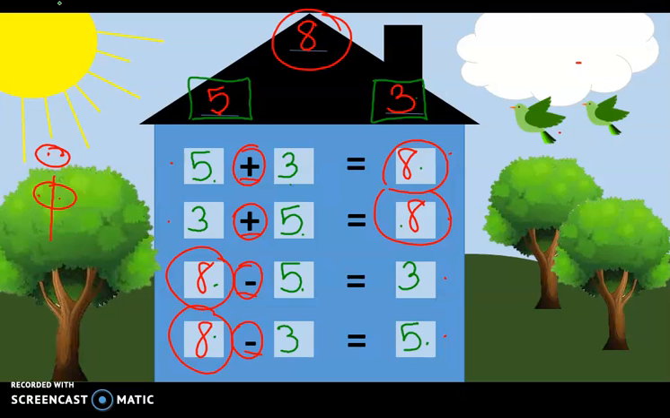Now, let's check our work and see if we're correct. Are we ready? Is 1, 2, 3, 4, 5 plus 1, 2, 3, that's 1, 2, 3, 4, 5, 6, 7, 8. Is 5 plus 3 8? It works. If I flip-flop my 5 and my 3, see? Now I have 3 plus 5. Is it still 8? Yes, so that one checks. If I have 8, but I take away 5, does that give me 3? That one works. If I have 8 and I take away 3, does it give me 5? So that one works. Fact families, friends.